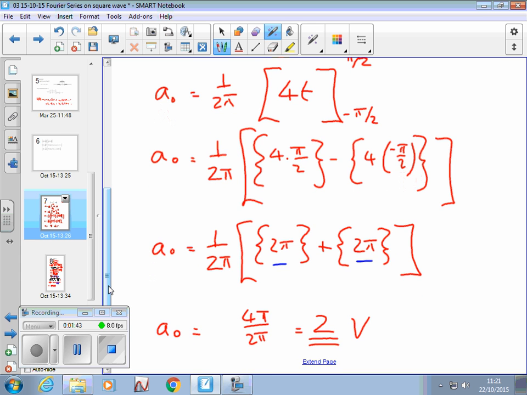So we end up with 4 pi over 2 pi, which cancels down to just 2 volts, which you may have guessed it to be. So in other words, we're just confirming that the average over a complete cycle is 2 volts. Now we're going to carry on and work out what the Fourier coefficients are for the harmonics.